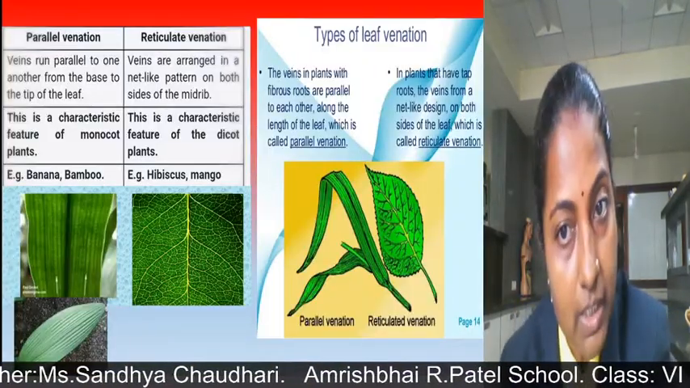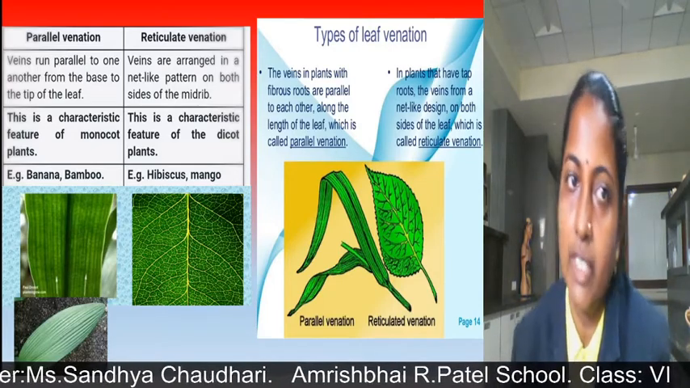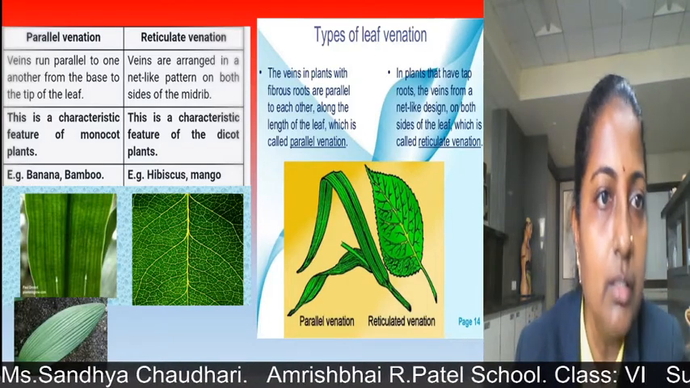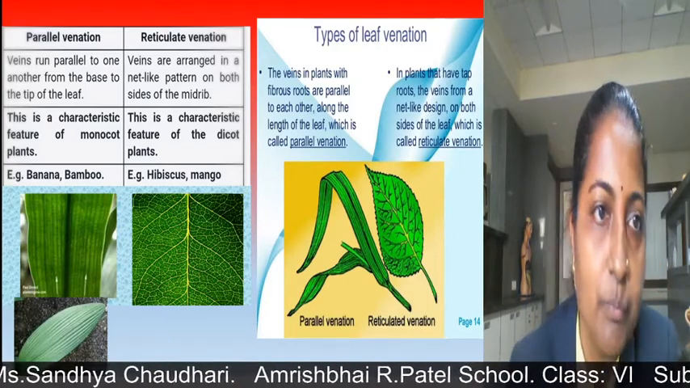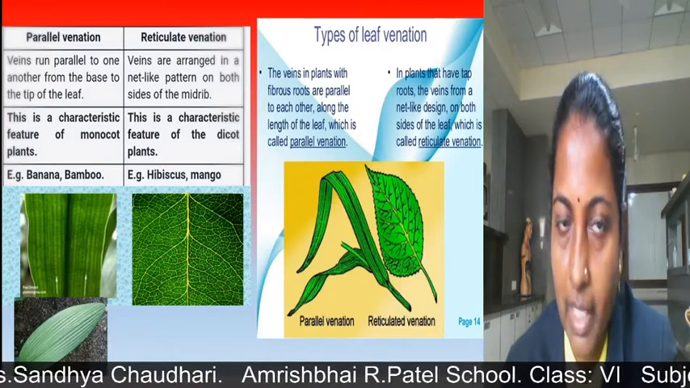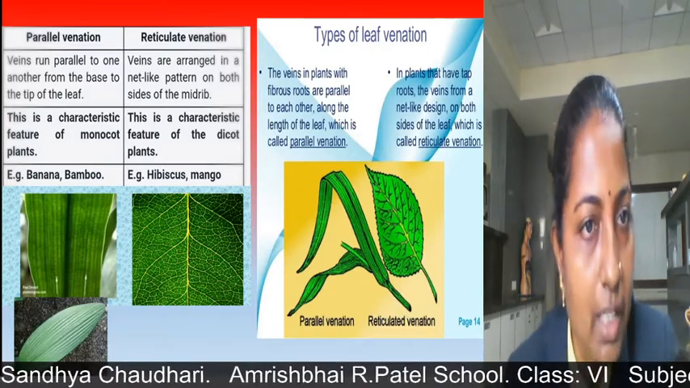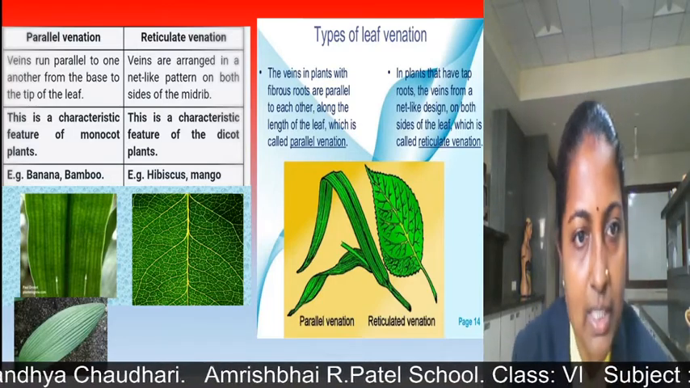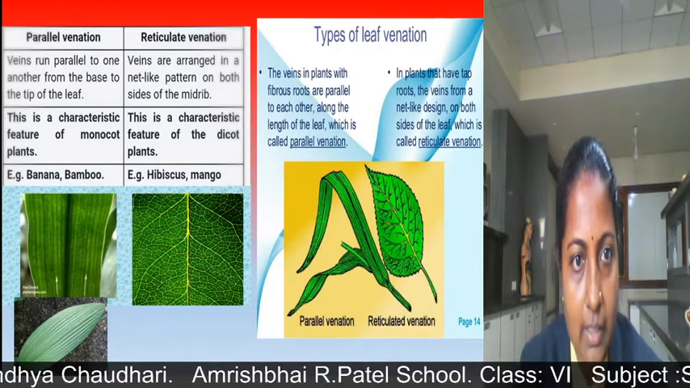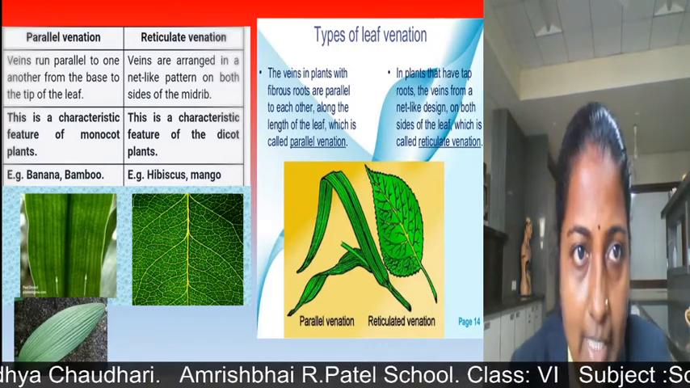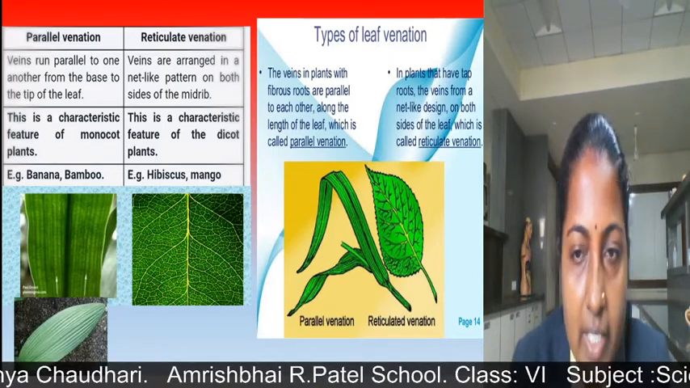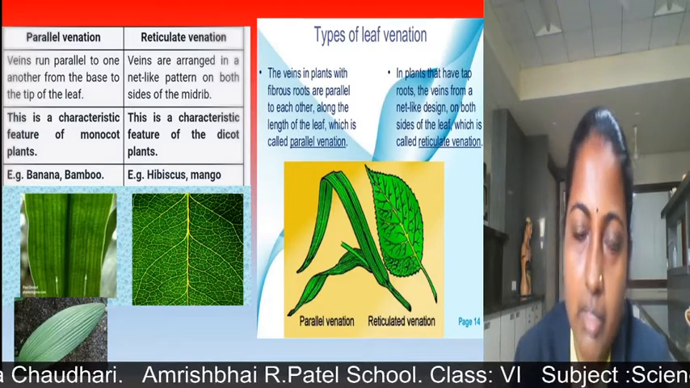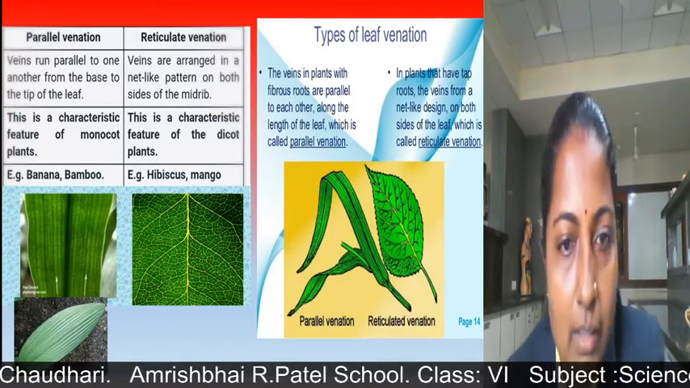Now we will see the difference between reticulate venation and parallel venation. In parallel venation, veins run parallel to one another from the base to the tip of the leaf. In reticulate venation, veins are arranged in a net-like pattern on both sides of the middle. Here you can see it in the diagram: this midrib, and these veins arranged as a net-like structure. And here the veins are running parallel to one another from the base to the tip of the leaf. So that is parallel venation.